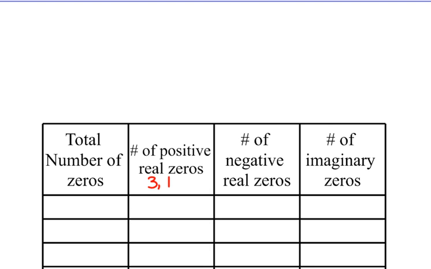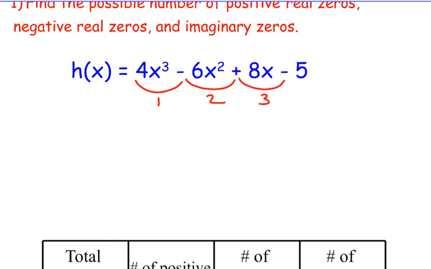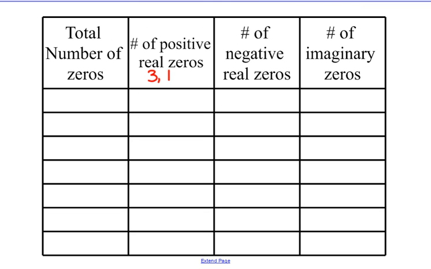How many total zeros do I have? Well, I have 3, right? It's a degree of 3. So let's go ahead and fill that chart in. I'm going to say 3, 3, 3, 3, 3, 3, 3.